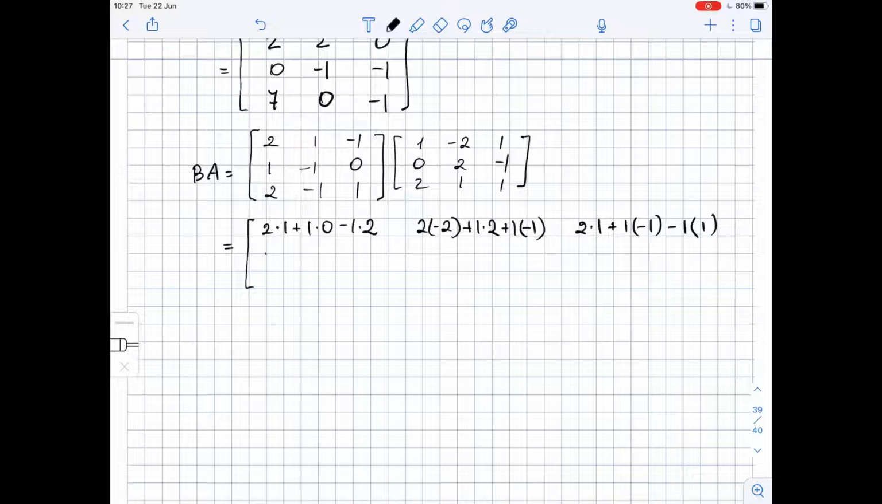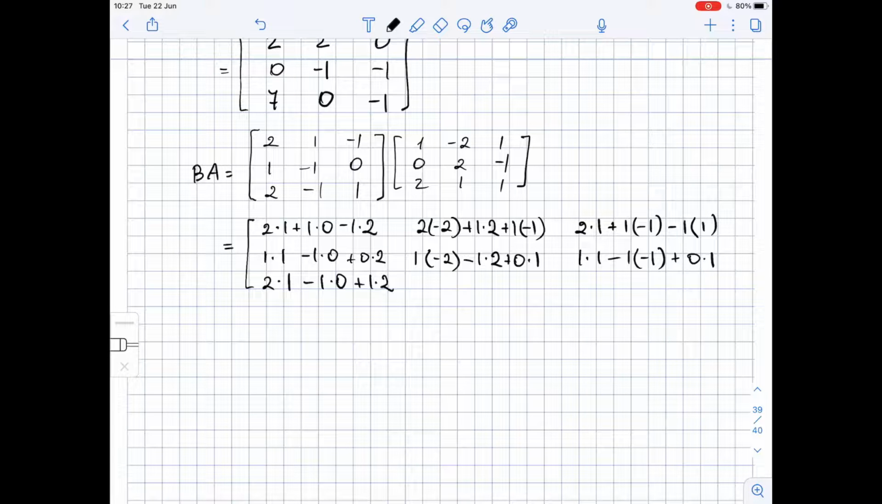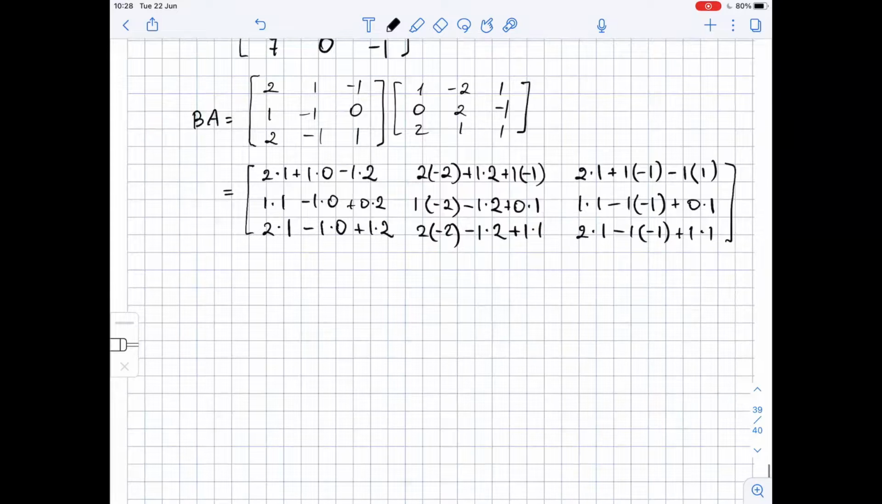Then 1 times 1 minus 1 times 0 plus 0 times 2, then 1 times negative 2 minus 1 times 2 plus 0 times 1, then 1 times 1 minus 1 times negative 1 plus 0 times 1, and finally 2 times 1 minus 1 times 0 plus 1 times 2, then 2 times negative 2 minus 1 times 2 plus 1 times 1, then 2 times 1 minus 1 times negative 1 plus 1 times 1. Okay, let's do the calculations.